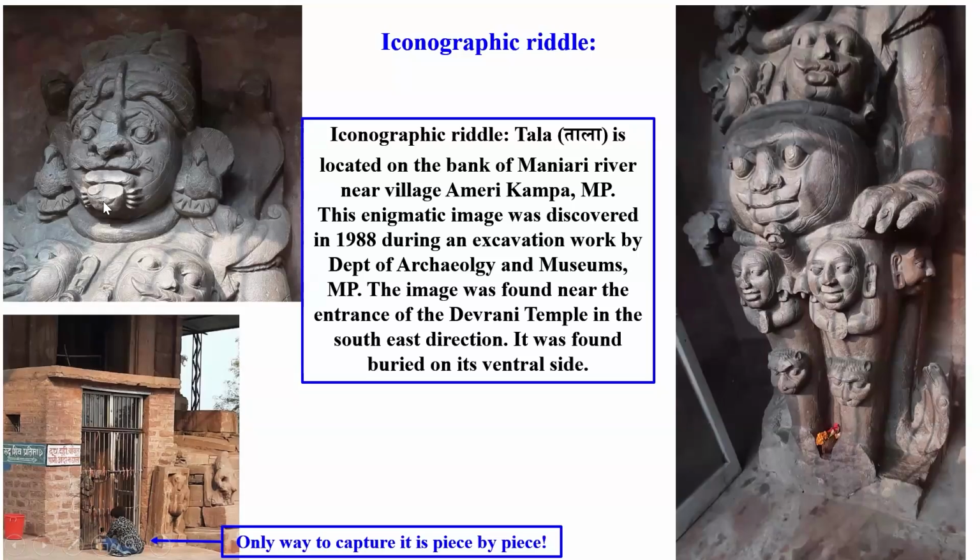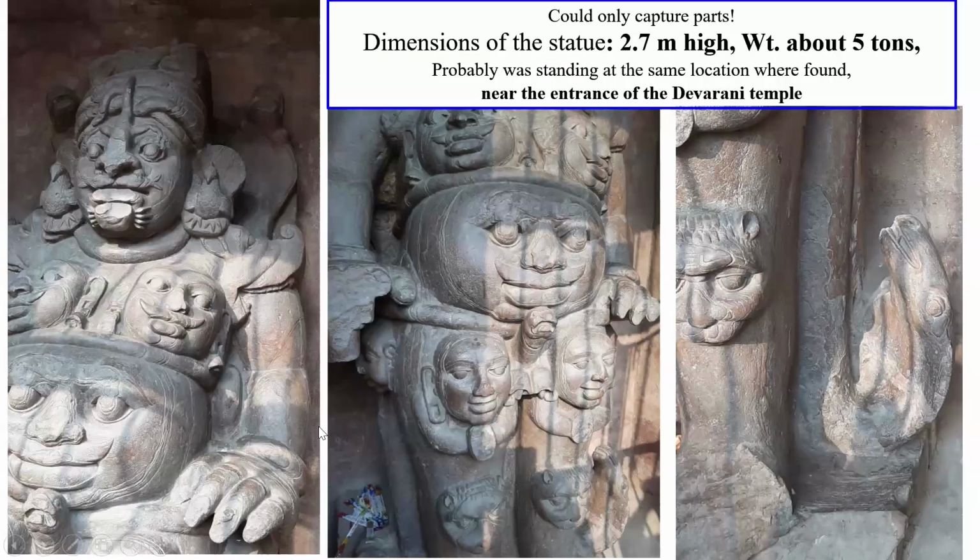But you can see here the crab chin and the turtle, the neck of the turtle. And you see, as you go down, the human faces, here they become animal faces. Whatever the person was trying to convey is beyond us, but it is a riddle. 2.7 meters high and weight is like 5 tons. And unlikely that it was somewhere else. It was probably right here, but it got buried in the structure. Then it was excavated, and it is.